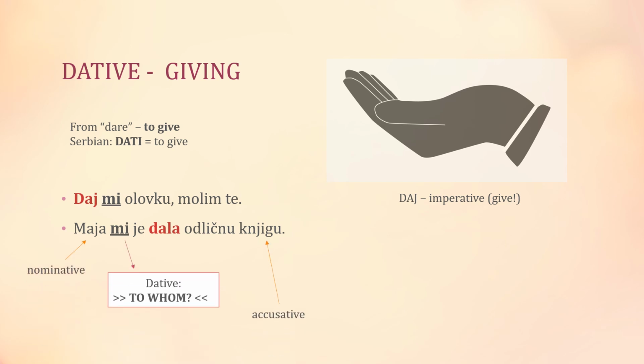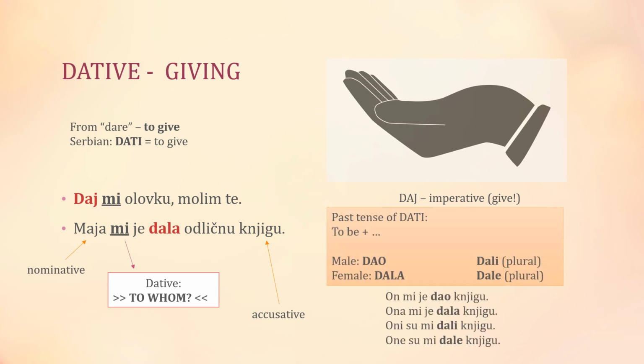In the sentence, Maja mi je dala odličnu knjigu, Maja gave me an excellent book. Maja is in nominative, the book is in accusative, and to me is the dative part. The dative is what you get in response to the question, to whom? In case you don't recognize this, je dala is the past tense of dati, to give. So, she gave me.